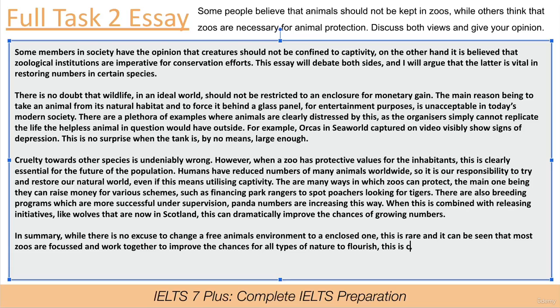This is critical for the future of our world.